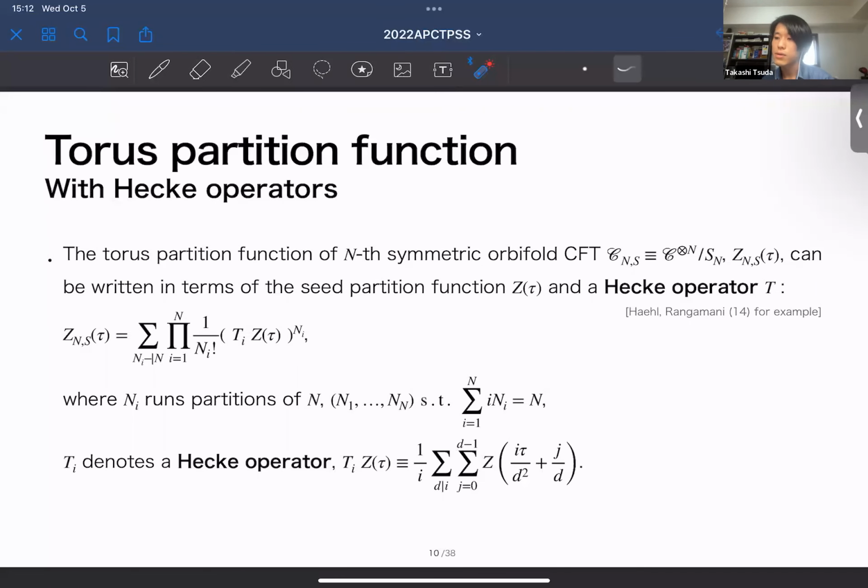Okay, now let's move on to the discussion on torus partition function. The torus partition function of symmetric orbifold CFT, we write Z_{S_N}, can be written in terms of the seed partition function Z and the Hecke operator T, like this. This is the famous result here. And this sum runs over partitions of N, and this T denotes a Hecke operator. The definition is this.